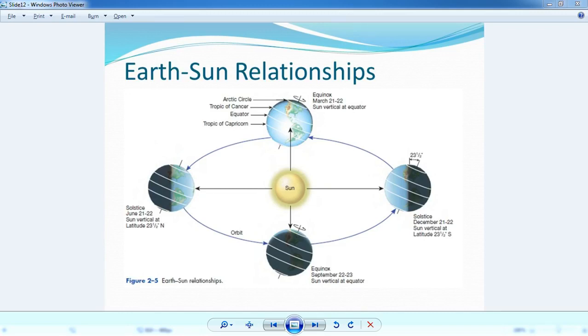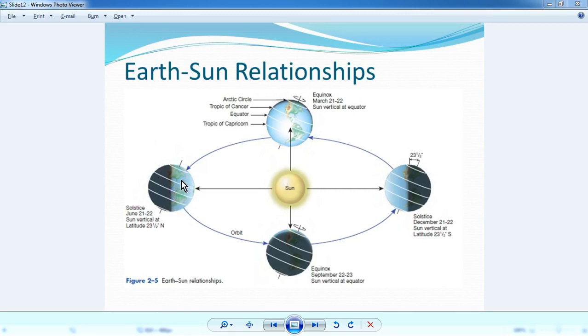When we say equinox, it means equal nights. That's why it is called equinox, equal nights. So on March 21 to 22 every year, the length of day and night is equal. So that's even: 12 hours of daylight, 12 hours without daylight. On September 22 to 23 also, 12 hours of daylight, 12 hours without daylight.